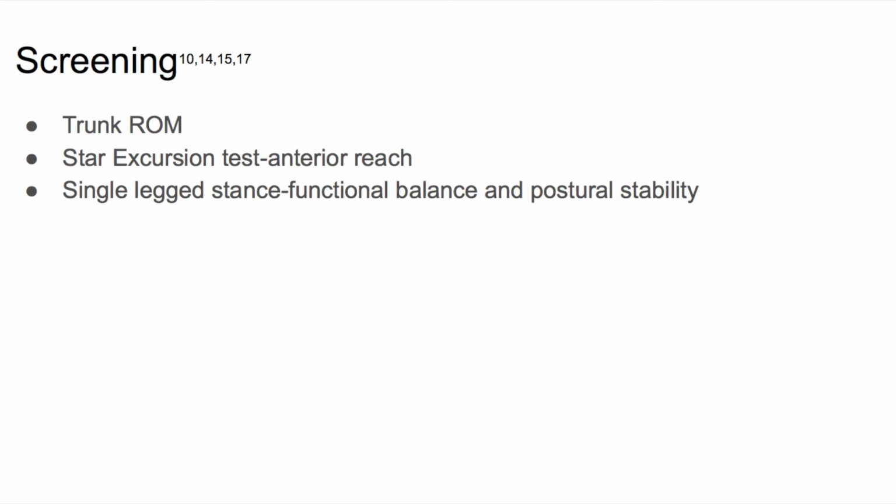Assessing bilateral trunk range of motion is critical in distinguishing whether or not there are deficits along that kinetic chain that could cause distal loads that will result in injury. Utilizing the star excursion test to predict deficits in postural control and balance has been shown to be efficient.